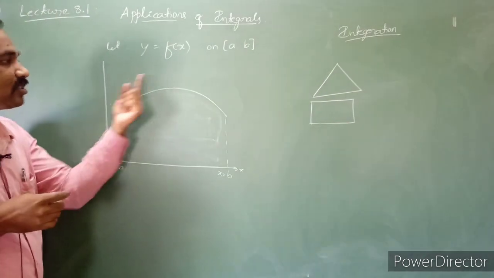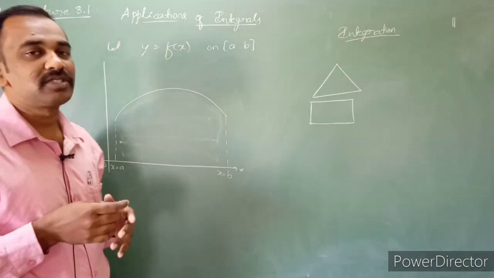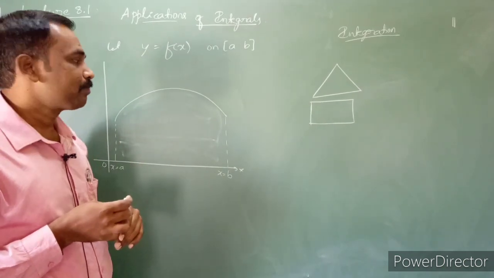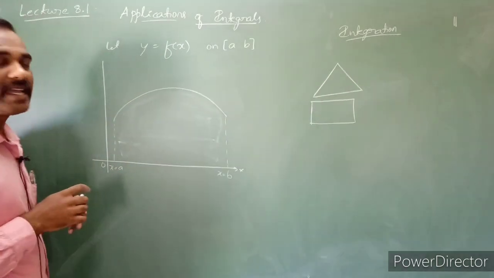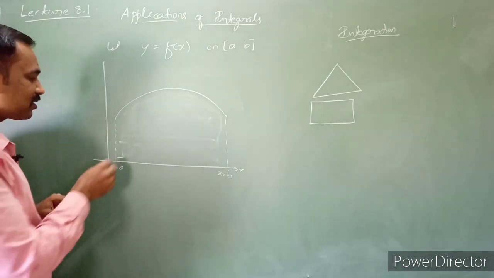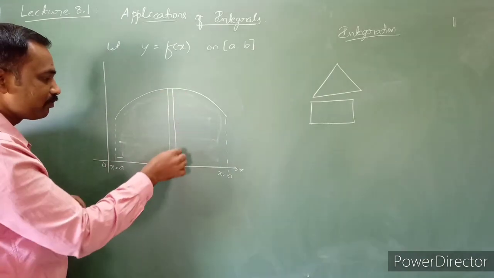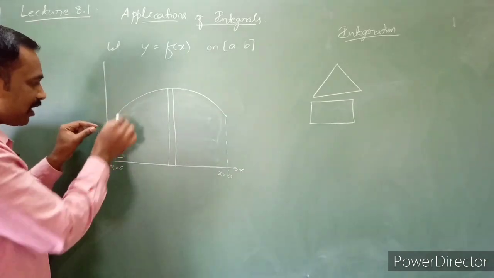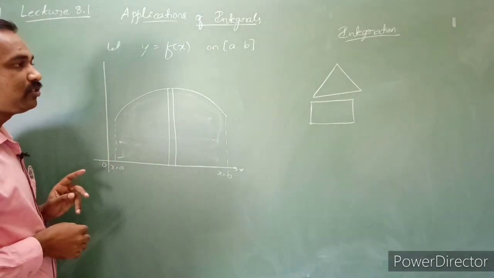But here, this is a curve. It does not have a particular shape. So in such cases, we have to use integrals. With the help of integrals, we can easily find the area under the curve. How to find this? This is defined on a closed interval [a, b], from a to b. Now I am going to consider vertical strips. I am dividing this whole portion into small portions, vertical strips.